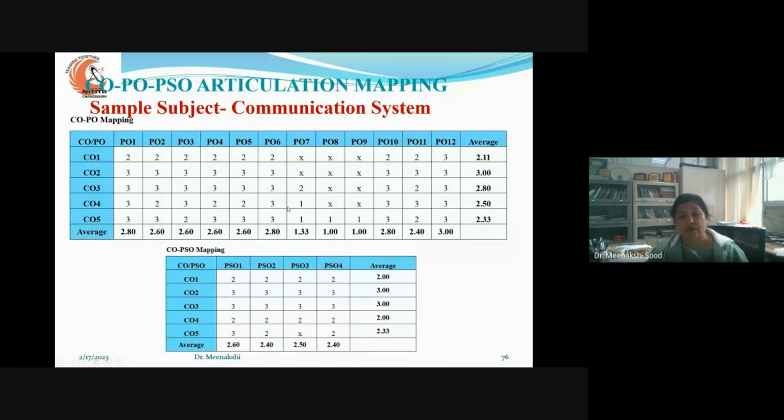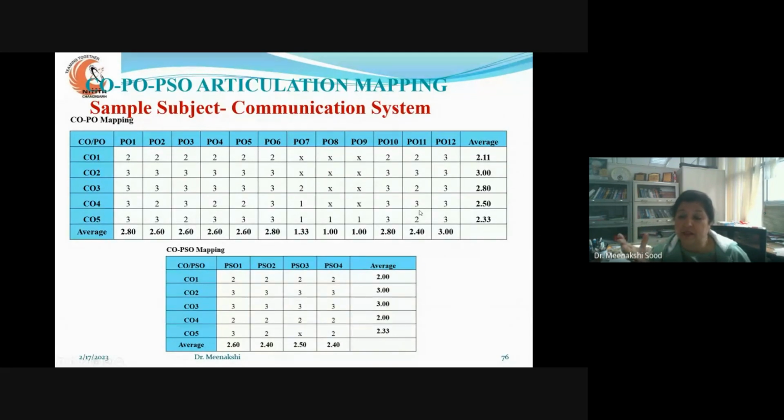So this is one articulation mapping, say for the subject communication system, with all 12 POs, and in this subject we have, let us say, 5 COs. The first PO is having the basic knowledge of engineering, so obviously CO1 is mapped with PO1, right? And it is not fully mapped, so it is given 2 marks. Then the second PO, PO3 and CO, you can see properly, and PO7, 8, 9 are not mapped, so they are left with 0 marks, and the rest of them can be marked as 2, 3 or 1, right?